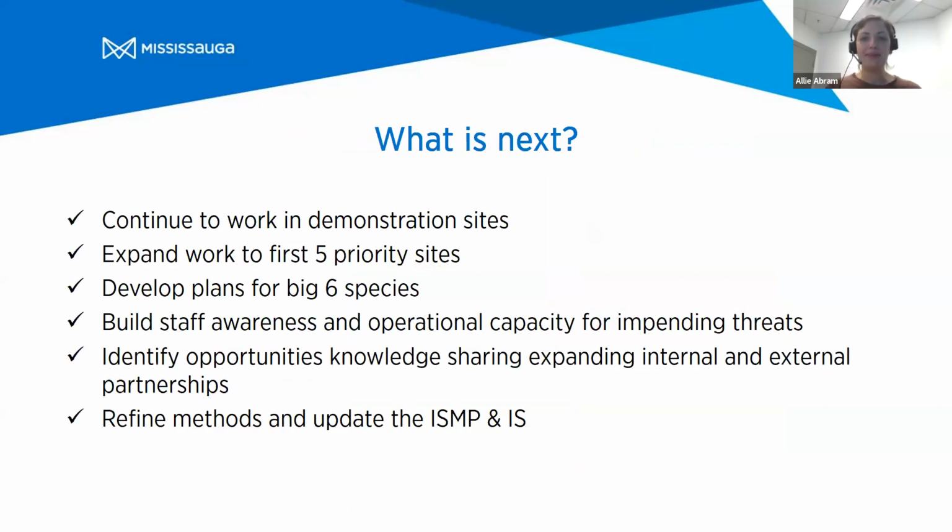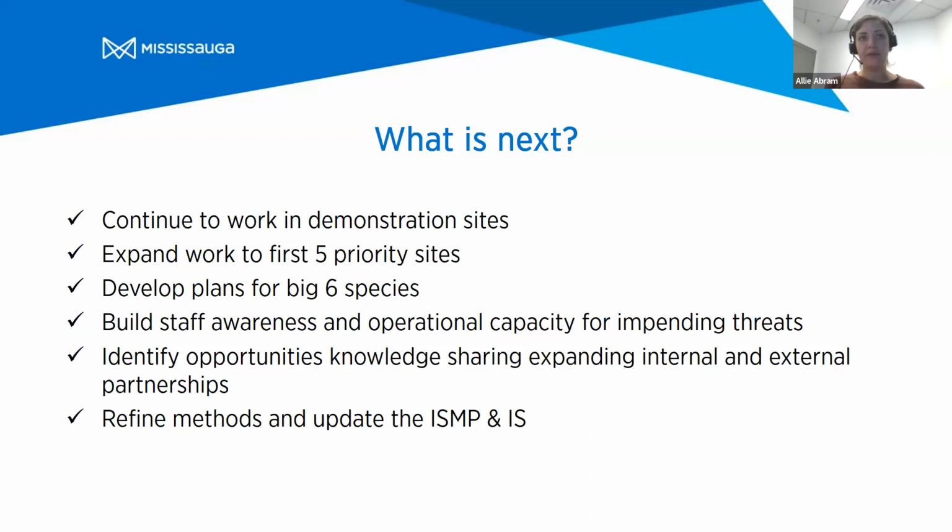Okay, so that was a lot. You might be wondering what's next. We're going to continue to work at our demonstration sites. We're going to expand the work to the first 5 priority sites. That will be happening in the coming years. The way that the Invasive Species Management Plan has it laid out is 5 years at the 2 demonstration sites, and then you move on to the next 5 sites. But we're going to phase it in. From an operational perspective, it works just a little bit better if we don't start all 5 sites at once. So we're working on plans to phase those sites into our management plans.